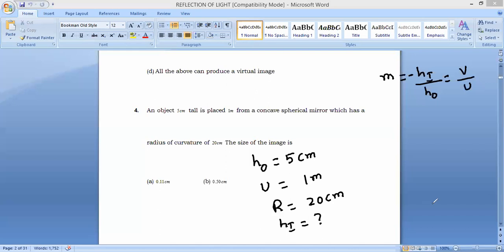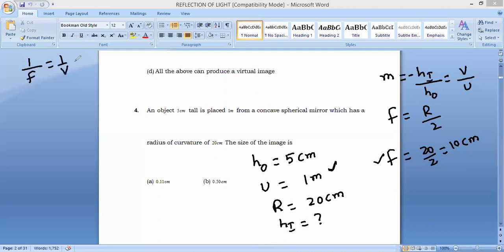Now, I know that focal length of a concave mirror or convex mirror is f equal to r by 2. So it is 20 by 2. That is nothing but 10 centimeters. So initially I know the focal length and object distance, so I can find image distance by using the formula 1 by f equal to 1 by v plus 1 by u.